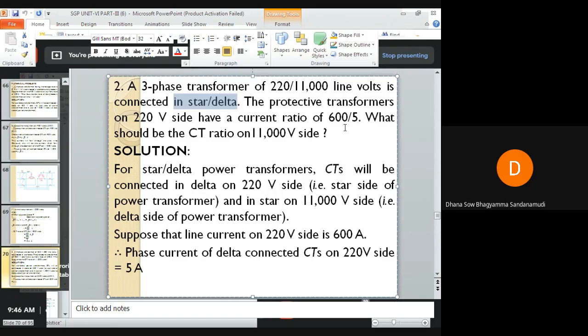So the phase current of the delta connected CTs on the 220 volt side will be 5 amperes. So you just convert this phase current to line current, similar to your previous problem. Okay, write it down, and as soon as you complete, inform me.